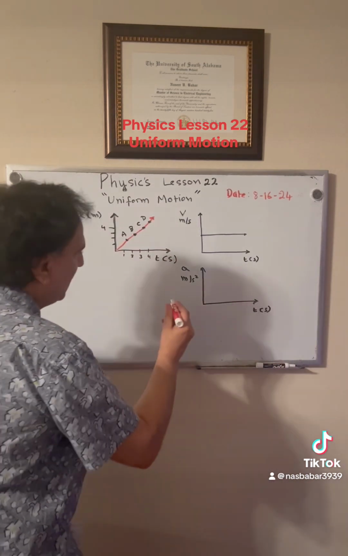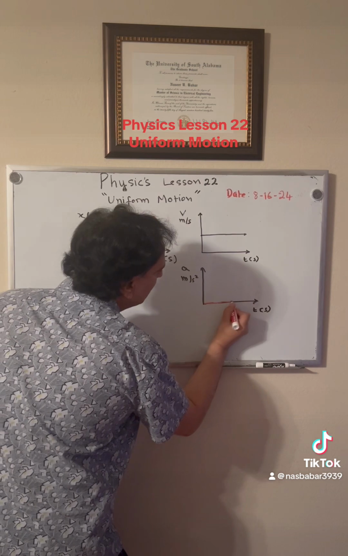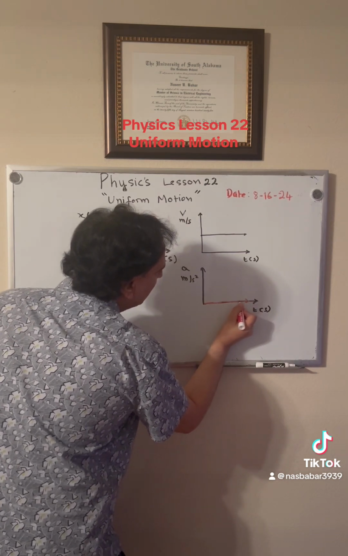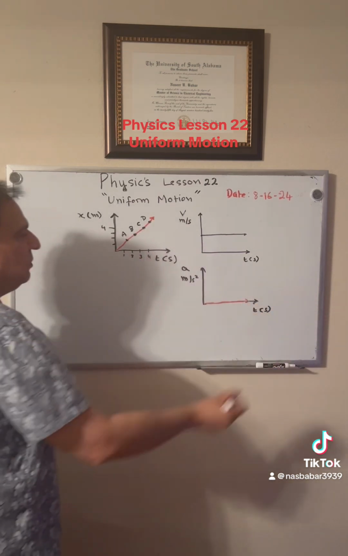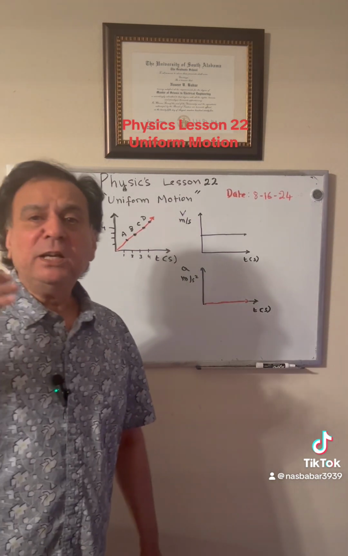So then my graph is going to be like this, right? This is it, the one in red. It's over the x-axis, it's 0. Why is it 0? Because there is no rate of change.